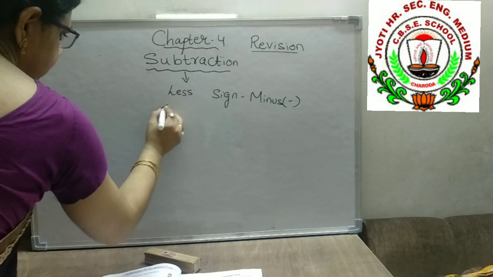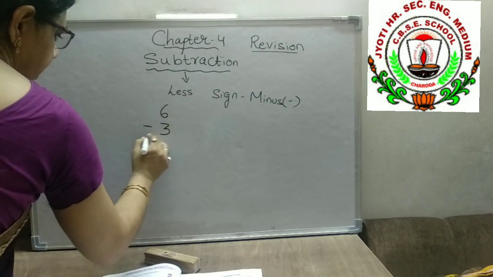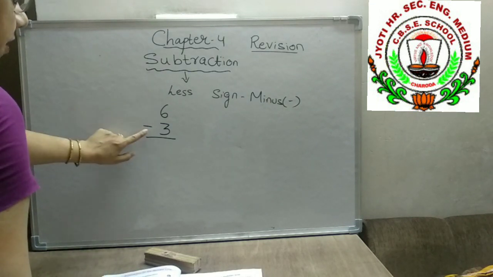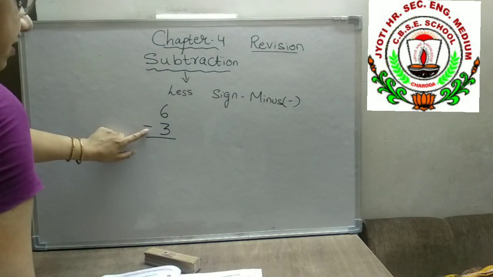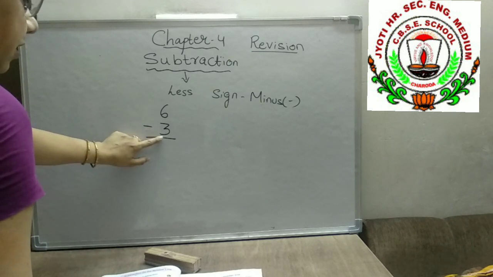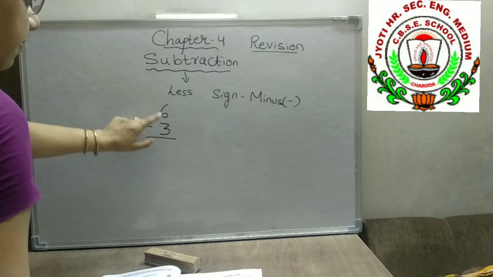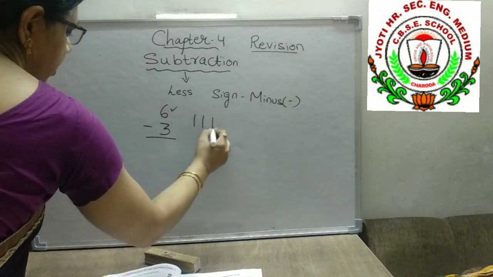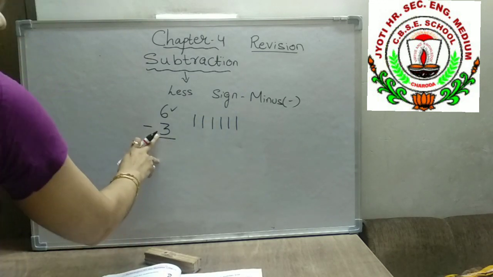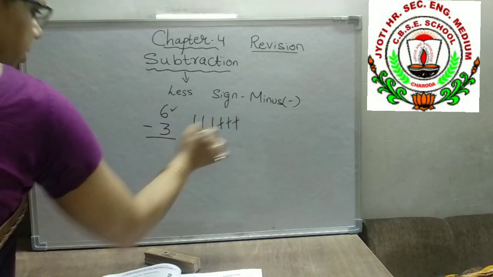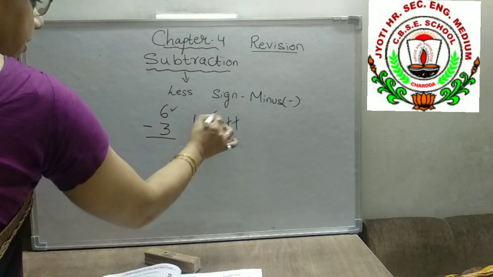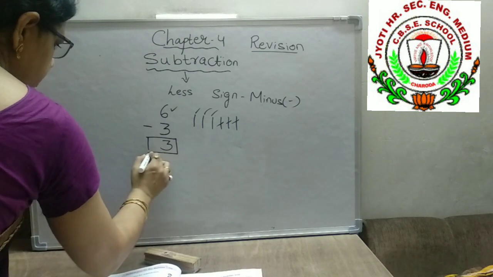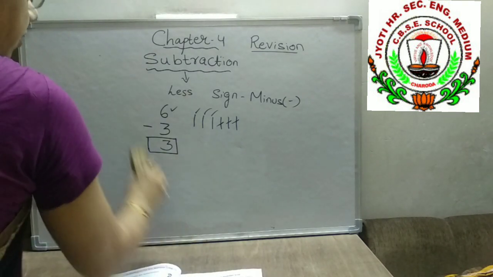Let us take one example. If we have to subtract 6 minus 3, what is written on the top? 6, small dash, which is the sign of subtraction, and 3. So we have to subtract 3 from 6. First we will draw how many lines? 6. 1, 2, 3, 4, 5, 6. How many do we have to cut off? 3. 1, 2, 3. So how many are remaining? 1, 2, 3. So we will write here 3. This is how we do the subtraction.